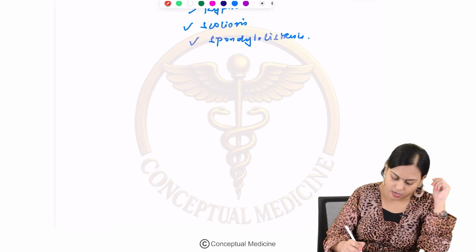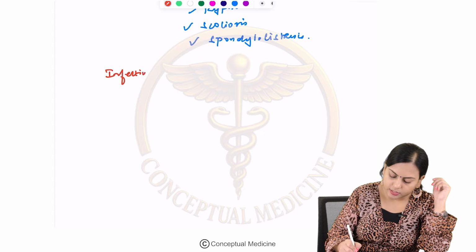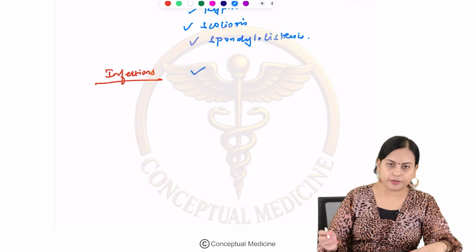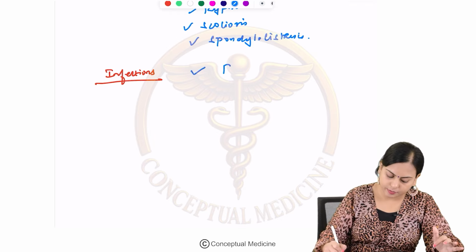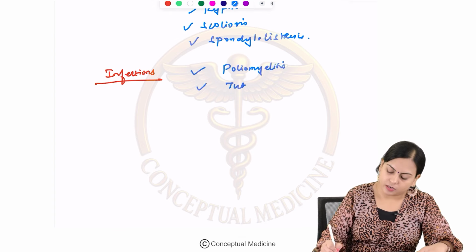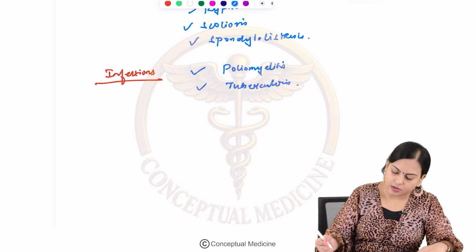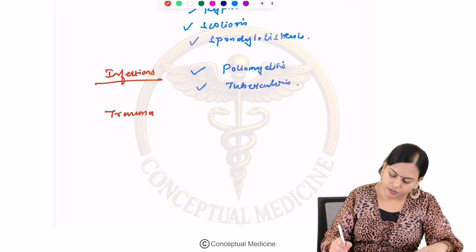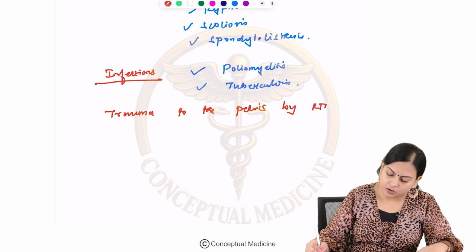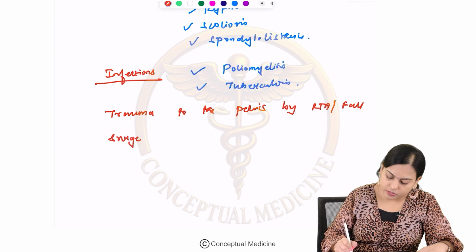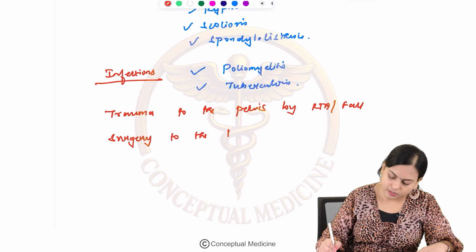Next one is about the infections that can lead to some damage in the pelvic walls or the hip joint. Okay, so it can be poliomyelitis or tuberculosis, or there can be trauma to the pelvis by road traffic accident, or there can be an accidental fall, or surgery to the lower limbs.